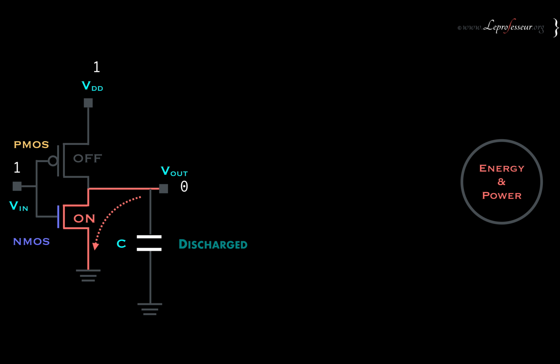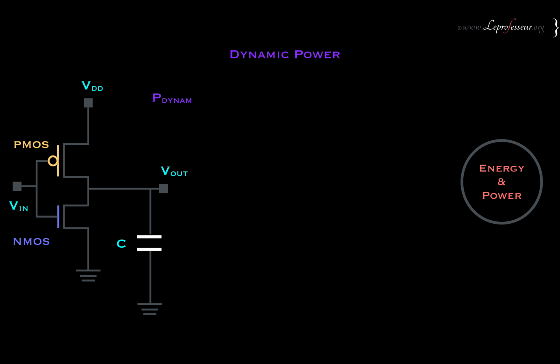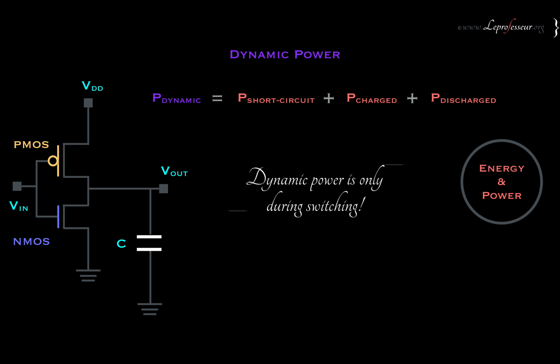The capacitor is charged. How much power? Discharged power. Dynamic power, we can say components of dynamic power: short circuit, P charge, how much power we need to charge the capacitor, and P discharge. Okay, those are components of dynamic power. All right, and dynamic power is only when there is a switching activity.